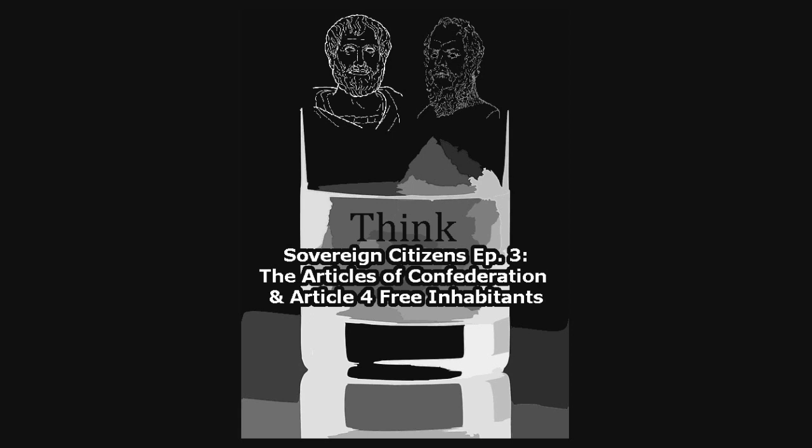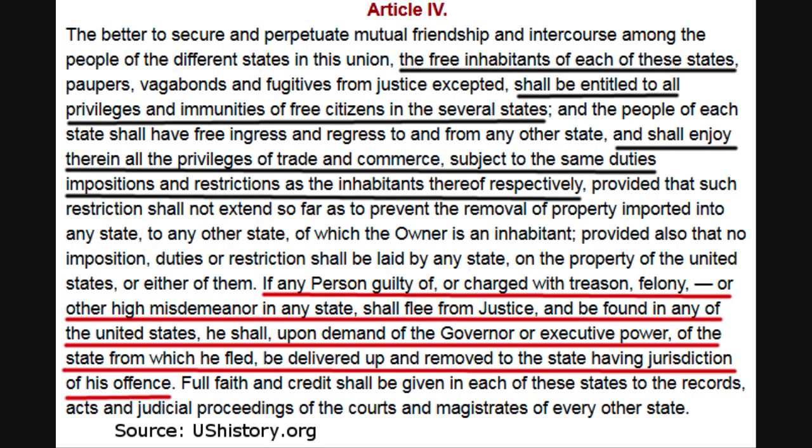But, okay, so we've been talking about why the Articles of Confederation aren't really legitimate anymore, but what does Article 4 actually say? Let's pretend that they are legitimate and that you can still operate under them. What does it actually mean to be an Article 4 free inhabitant? Well, it does say that free inhabitants get the rights of other citizens of those states. They're correct in saying that they do.